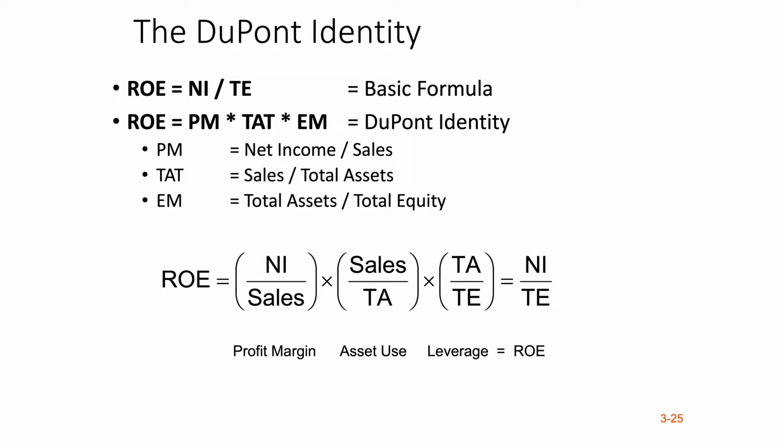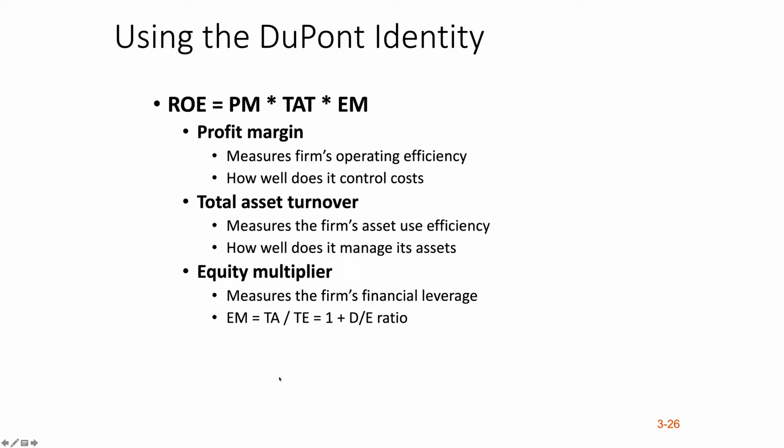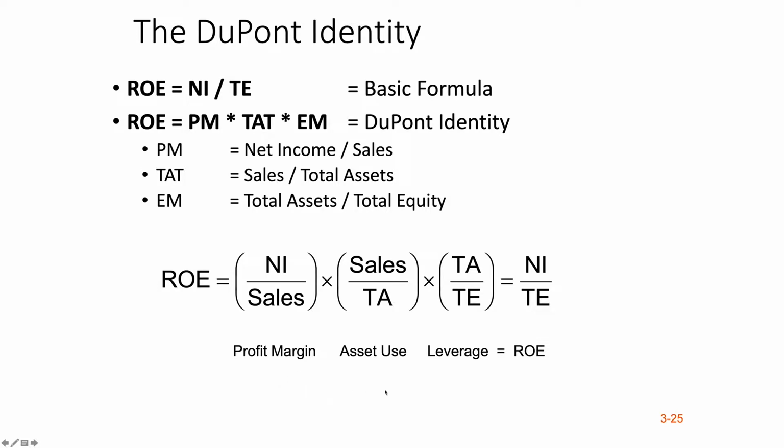Profit margin and asset use, plus the equity multiplier, which is leverage, explain, for example, why Home Depot has a better return than Lowe's. Now that is the DuPont ratio.